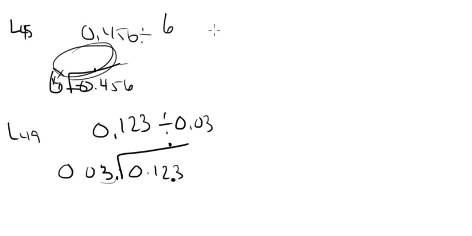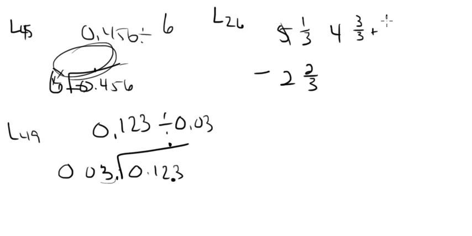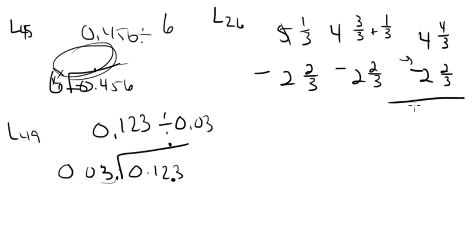We're almost done. Lesson 26 makes up question number 19. Wants us to take 5 1/3 and subtract from that 2 2/3. Now we can subtract 2 from 5, but we can't subtract 2 from 1. So what do we have to do here, gang? We have to make this a 4, right? And then we go 3/3 plus 1/3 minus 2 2/3. And then this is going to be converted to 4 4/3, right? Because we're adding this together, minus 2 2/3. And guess what? Now we can do the math, right? Now we can do our subtraction.